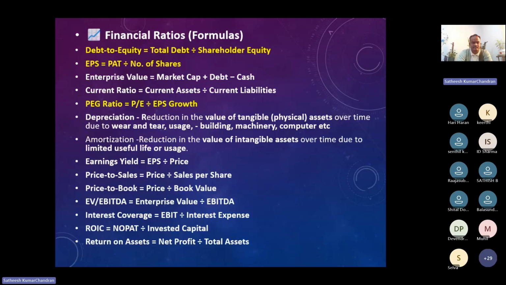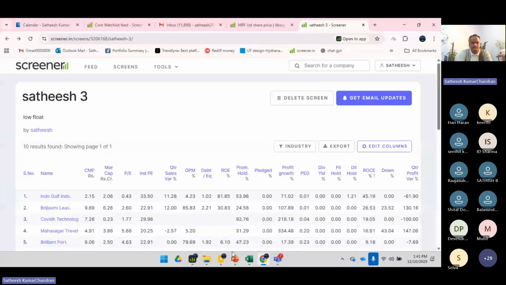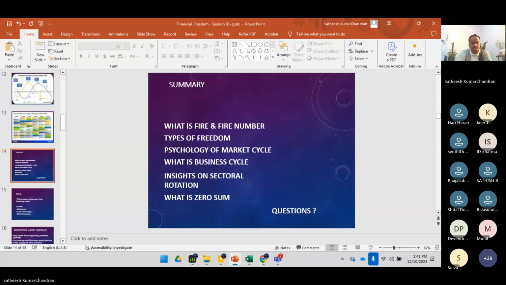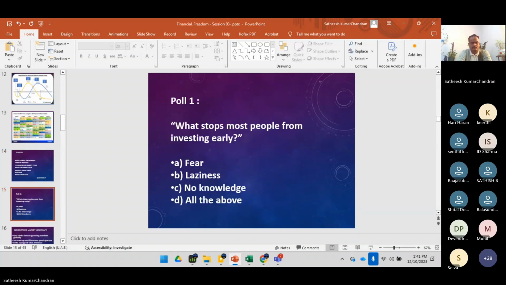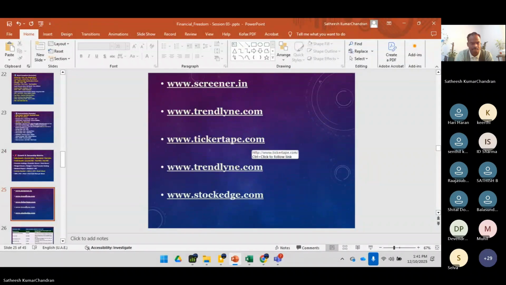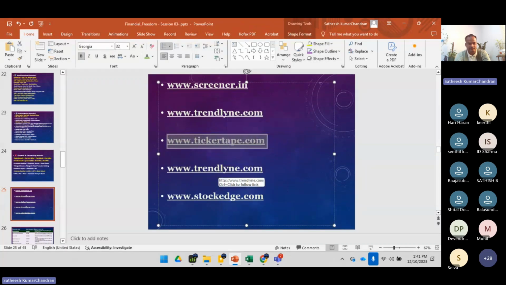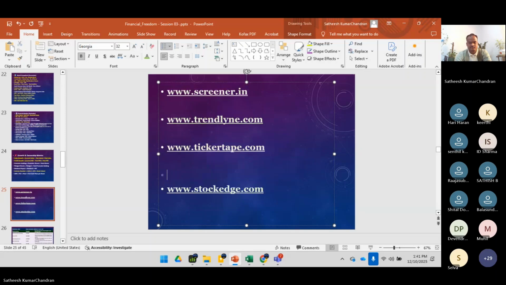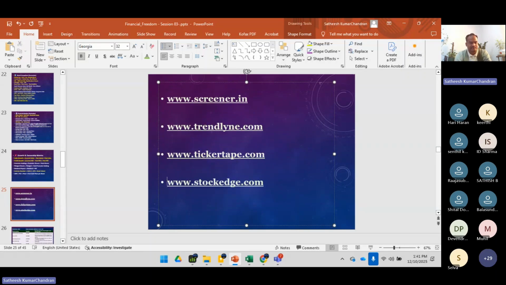There are other websites where we can use, like Tickertape and even Trendline, Stockedge. I mean, Trendline has come twice. Okay, I will remove it. So these are all the sites we can use to screen the stock. So we will go to next.